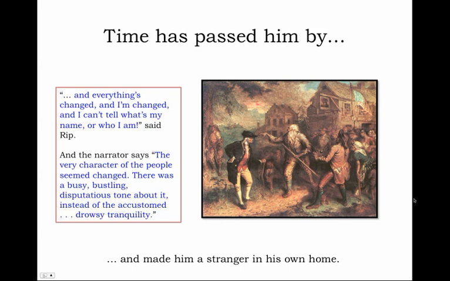And everything's changed, and I'm changed, and I can't tell what's my name or who I am, said Rip. And the narrator intones, the very character of the people seemed changed. There was a busy, bustling, disputatious tone about it, instead of the accustomed, drowsy tranquility. And from the artist's rendition here, we see Rip coming back to his town, now an old man with a long white beard and an old smoothbore musket falling apart at the locks, greeted by a new generation of Americans who see him as an oddity, something from the past, their own confusion mirrored in Rip's confusion. Two ages, only 20 years apart, but in other ways, a whole history apart.